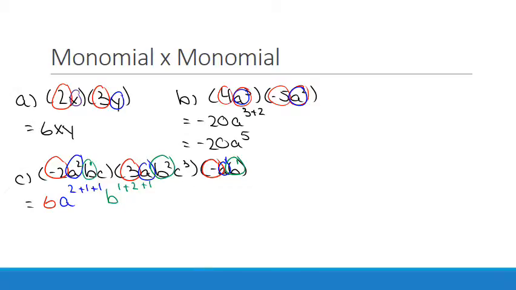And then finally the c's. And I'm sorry if this is getting kind of crowded. There's only two types of c's. And again, this is c to the first power times c to the third power, so 1 plus 3. And now I can just simplify everything. So 6, a to the power of 4, b to the power of 4, c to the power of 4.